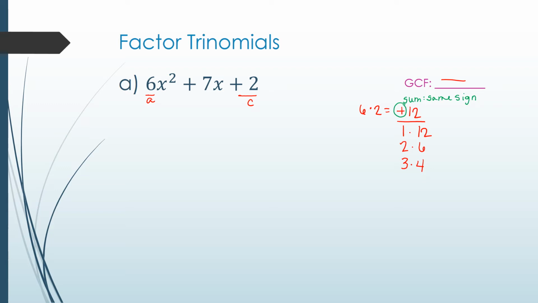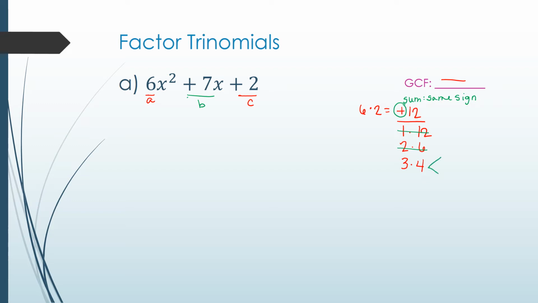Now sum is a fancy word for plus. So we need to find out of our list 2 of the numbers that add to give us our middle term, b. Well, 1 and 12 will never give you 7. 2 and 6 will not add to give you 7. 3 and 4, that's a good possibility. They do add to give you 7.